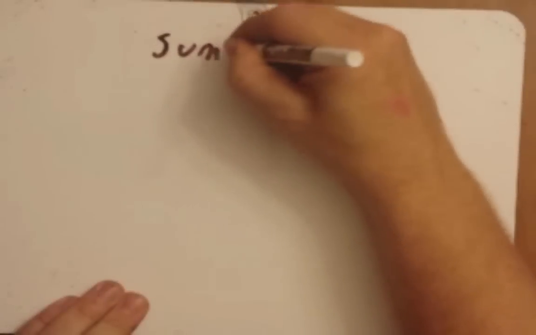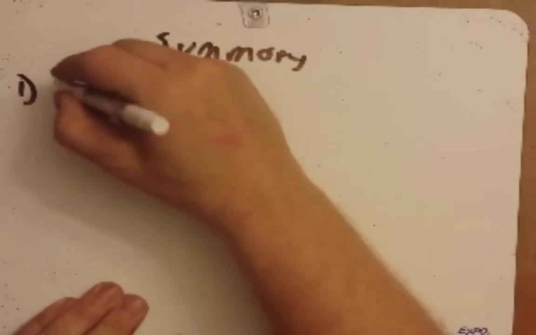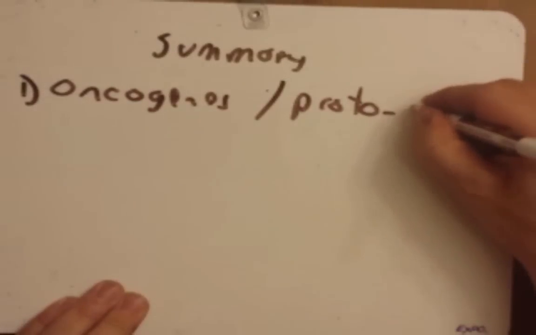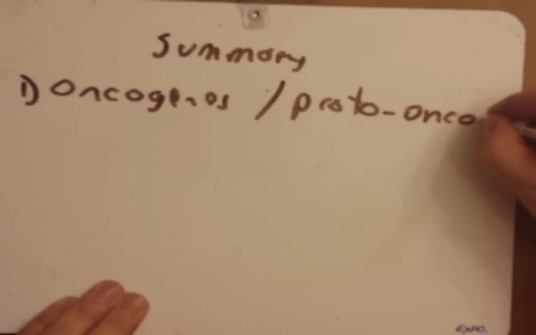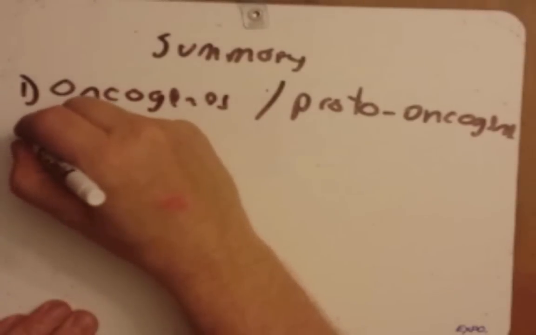So as a brief summary, we covered a lot here, so I'm not going to repeat it all, but you should be familiar with oncogenes and their normal counterpart, proto-oncogenes, and how proto-oncogenes can become oncogenes. We talked about 3 different ways, and we talked about the RAS pathway quite a bit.